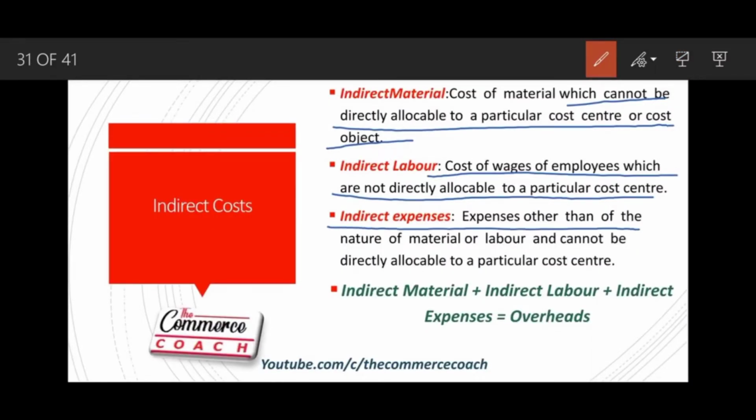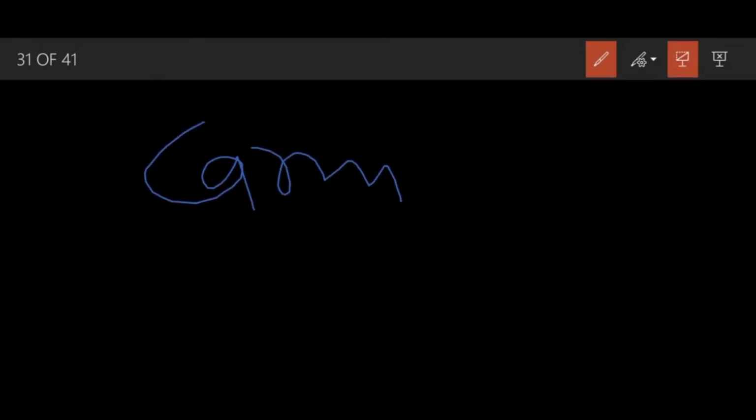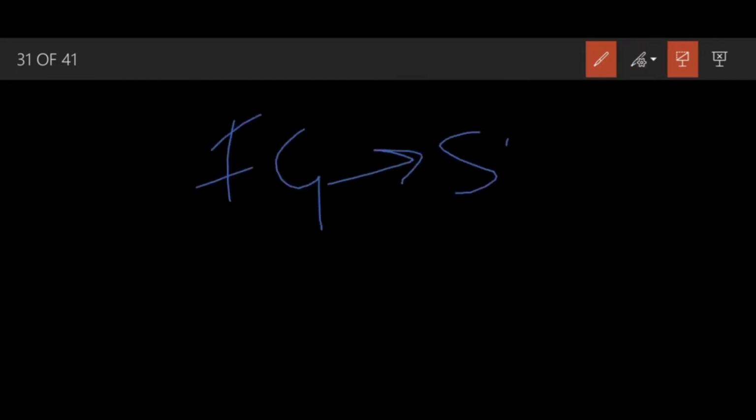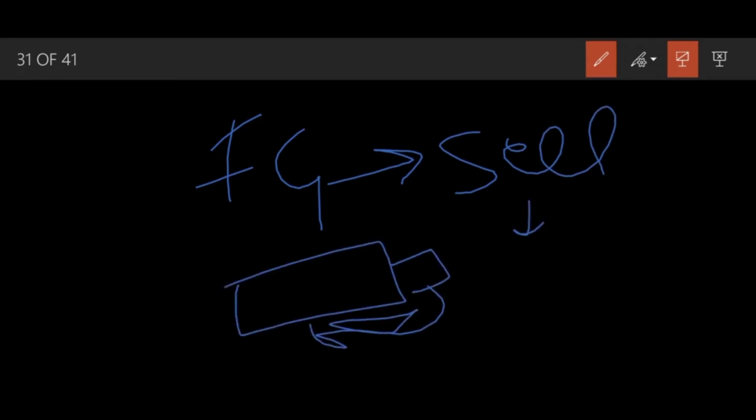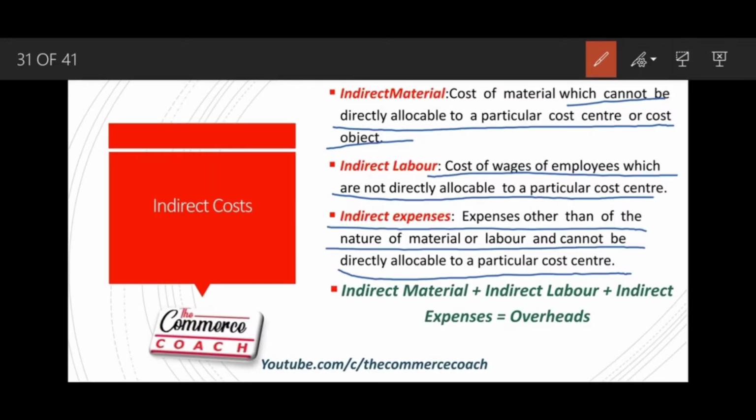Indirect expenses are other than the nature of material or labor and cannot be directly allocated to a particular cost center. For example, carriage outward. Once you have finished the product, once it becomes finished goods, then to sell it you will have to again hire a truck. It will charge you money, known as carriage outward, and carriage outward will be treated as an indirect expense.